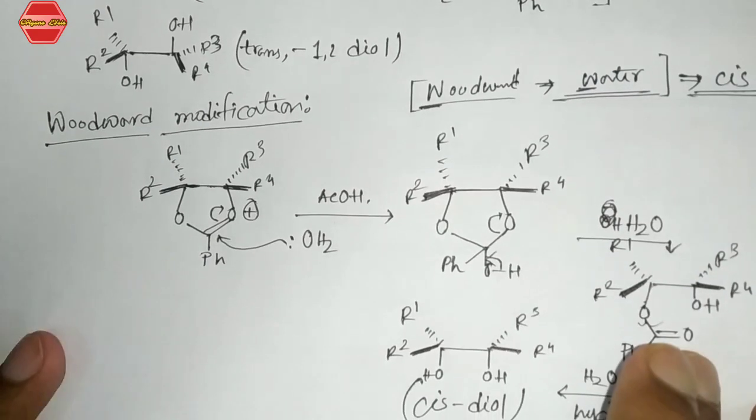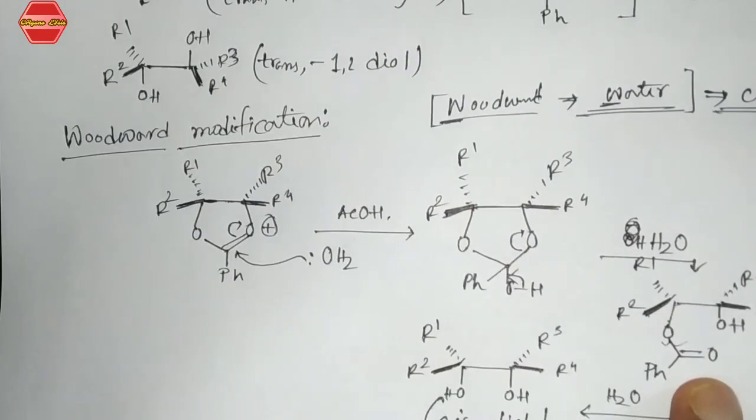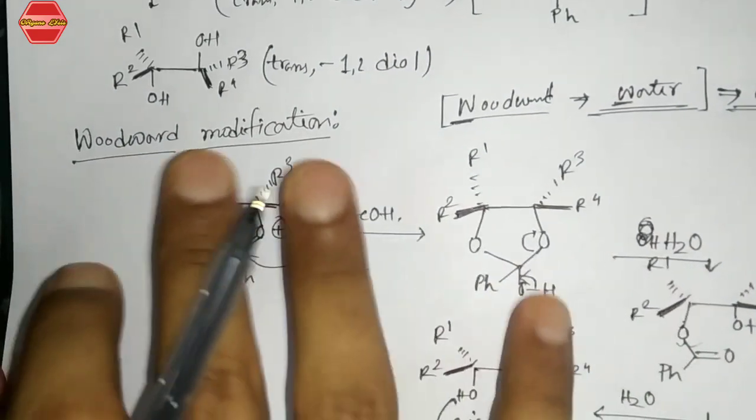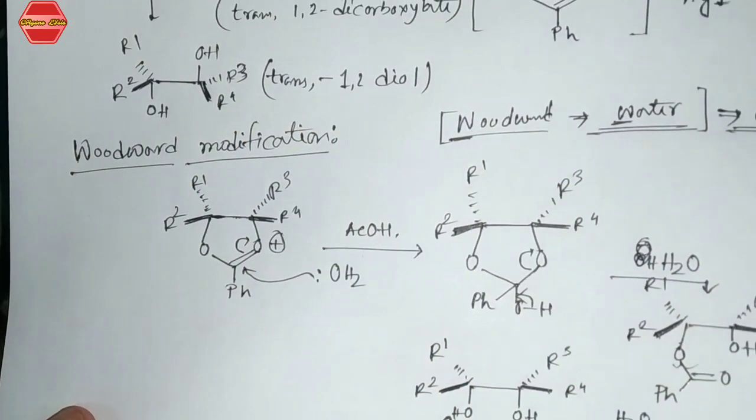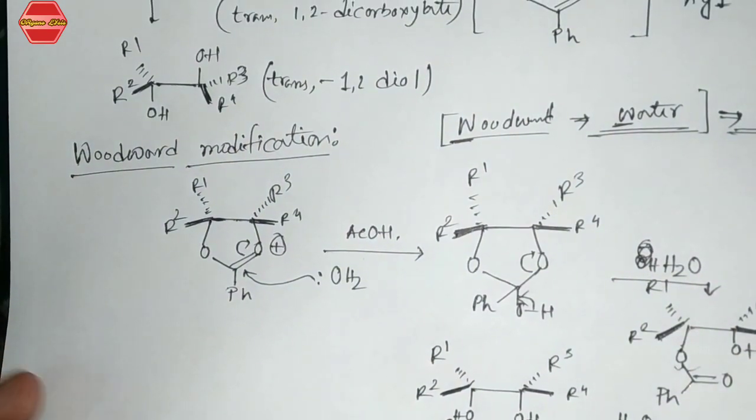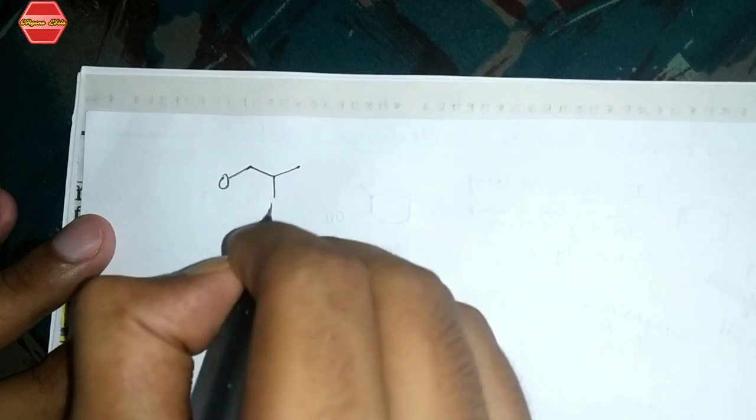So this is very much important. This is our cis diol, and we get it using this Woodward modification. So that is how this Woodward and Prevost modification works. Now let's see some examples of it. Generally for an example, we are taking a compound like this, nitrogen. Here is a double bond.